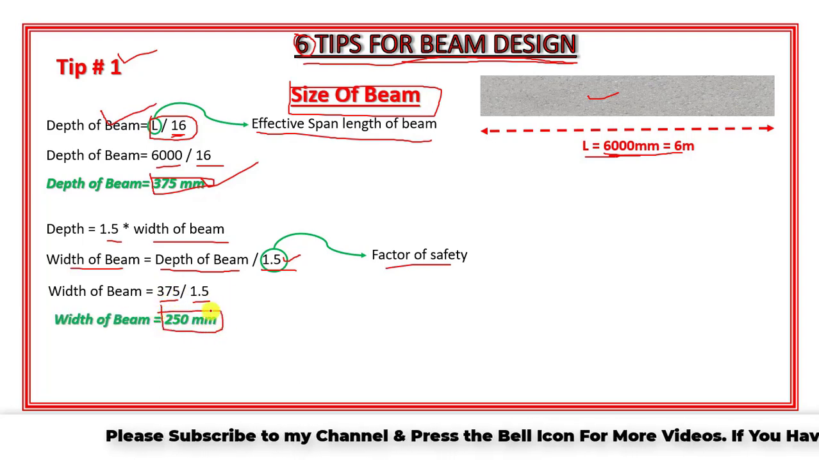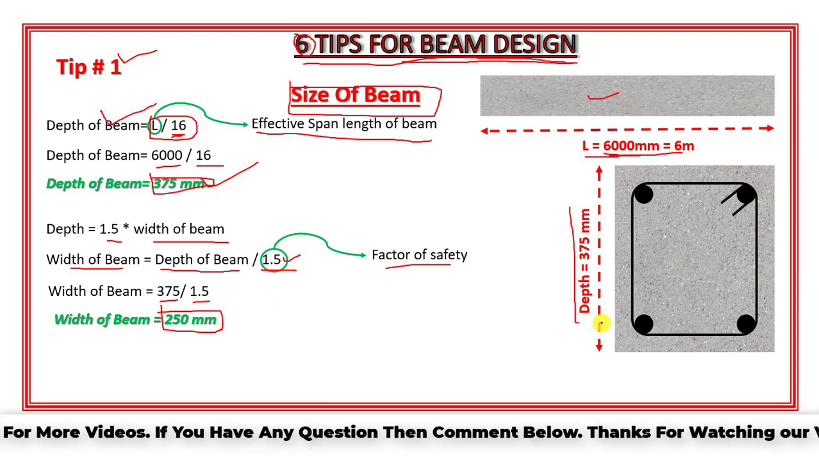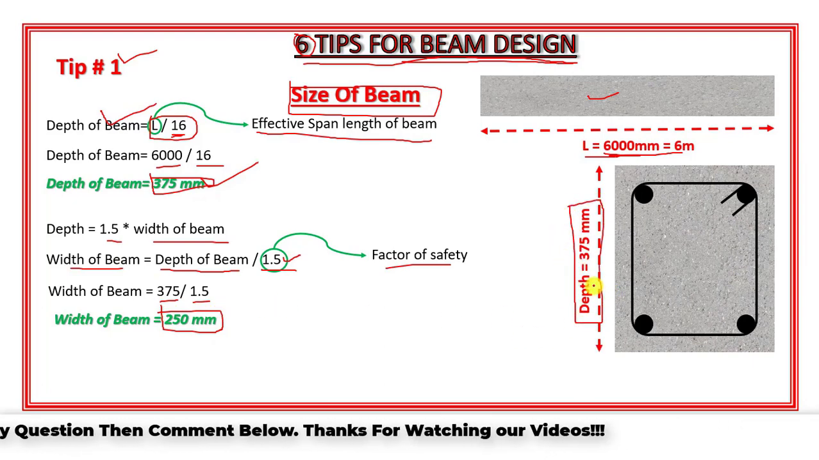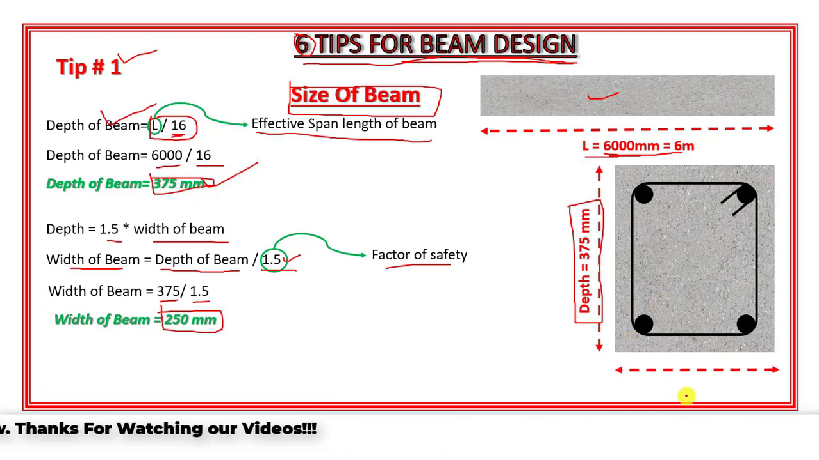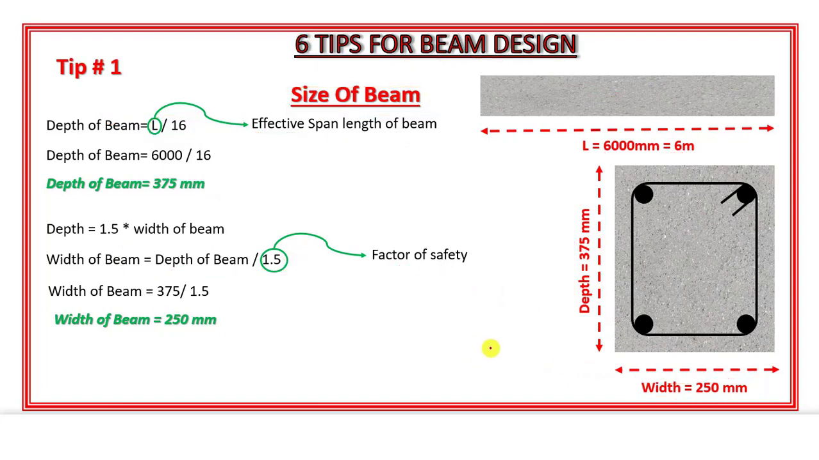So now I can say that for a beam length of 6 meter, we need to provide a depth of 375 mm and a width of 250 mm. And that's how, with the help of tip number 1, I can easily find out the depth and width of a particular beam.